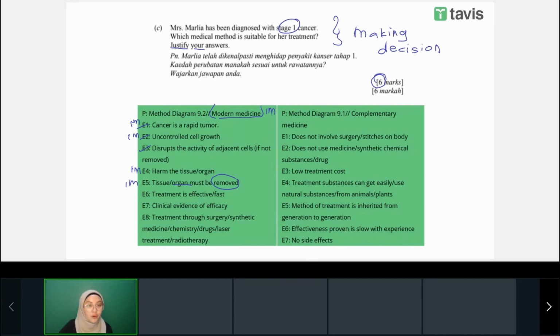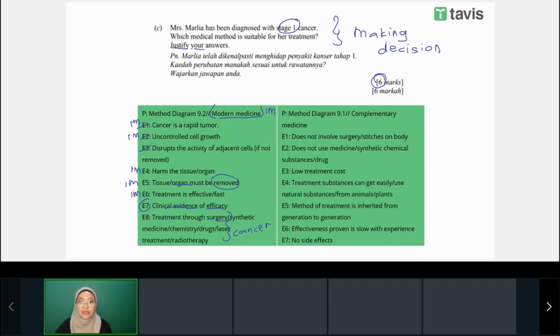1, 2, 3, 4. Now already 4 marks. Another one: treatment is effective. The effectiveness is proven clinically, right? So another 1 mark. If you put clinical evidence or efficiency, the effectiveness is proven in clinical treatment through surgery and synthetic medicine. So this kind of treatment is a cancer treatment.